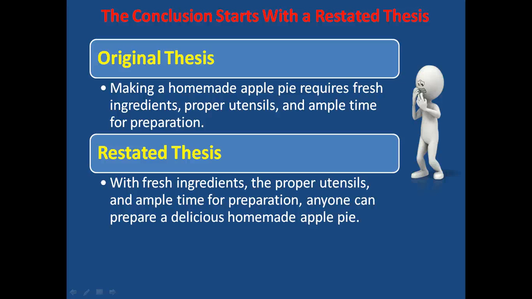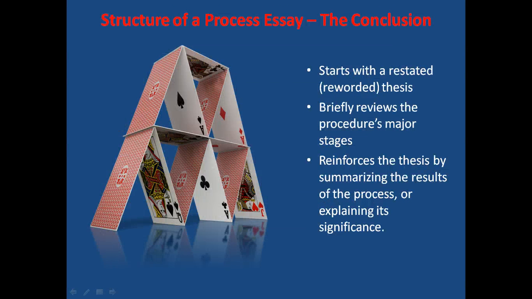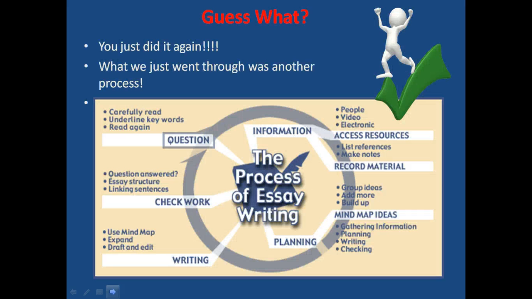Same idea, different words. That signals your reader that the conclusion is there, which means you never should be using something like in conclusion. So your conclusion starts with the reworded thesis, briefly reviews the procedure's major stages, and then reinforces the thesis by summarizing the process. That's a clincher. That ties it all together and puts a bow on it. You don't want your reader looking for another page or another sentence.